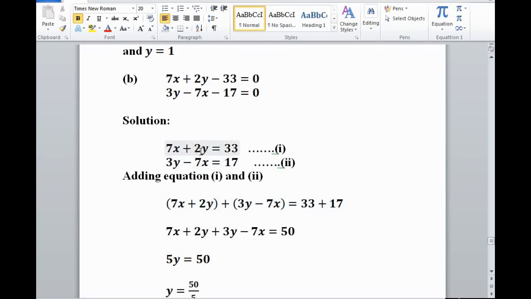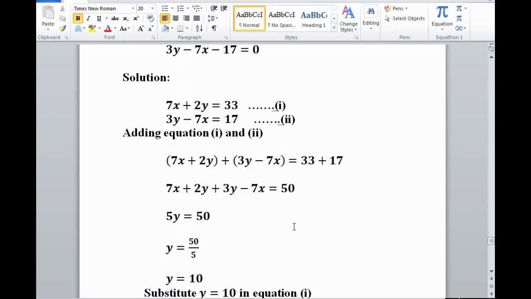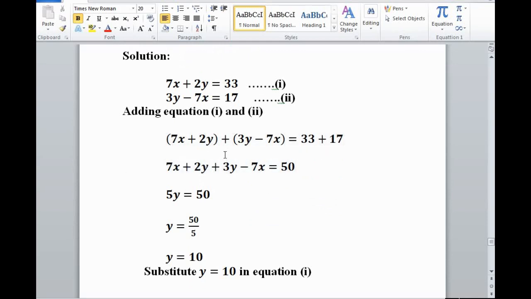So if we add these two equations, first I will write the left hand side of equation 1, which is 7x plus 2y, and then the left hand side of equation 2, which is 3y minus 7x, equals the right side of these two equations, 33 plus 17. Let's simplify: 7x plus 2y as it is, plus 3y and plus multiplied by minus 7x equals their sum, 33 plus 17 is 50. And now positive 7x, negative 7x, they will cancel out, and positive 2y plus 3y equals 5y is equal to 50.